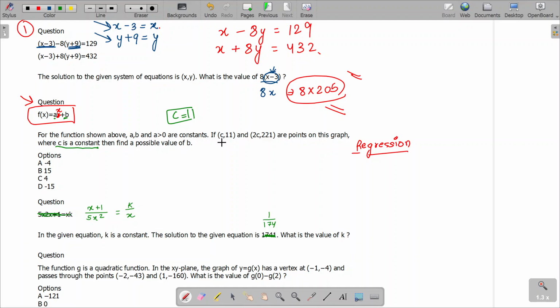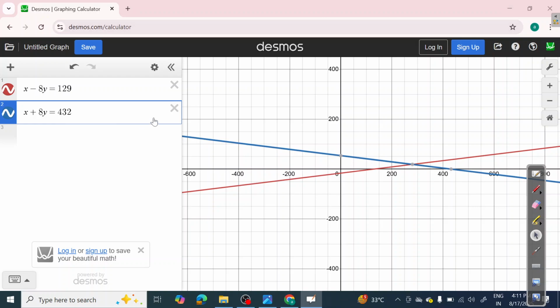Okay, so if I put c equals 1, I get the new points. 2 times c is what? 2 comma 221. I got the 2 points, right? And I already have a function where there are two unknowns. So I can use Desmos: 1, 11, 2, 221.